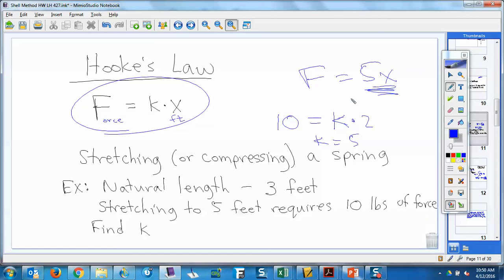Would this change? That doesn't change, because that's still based on the 10 pounds that were required there. So we've got our spring constant K for this problem. We've got our force equation.